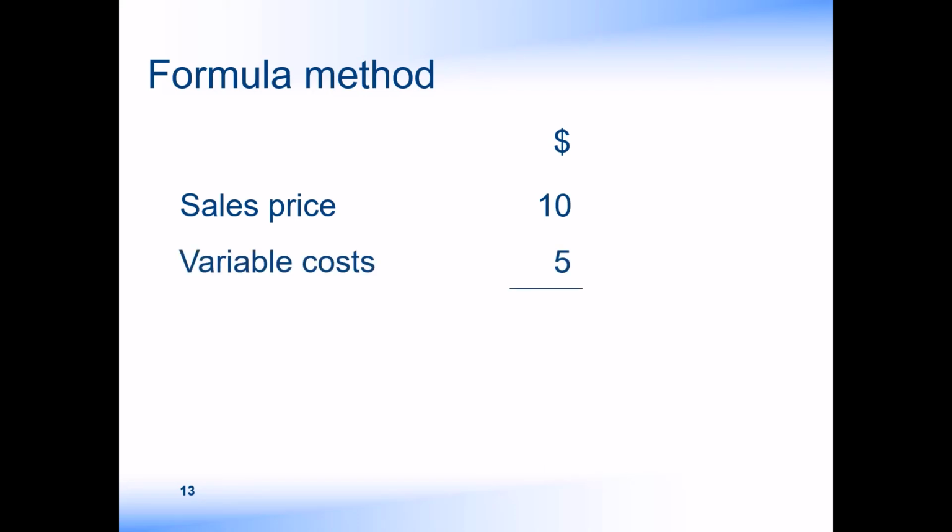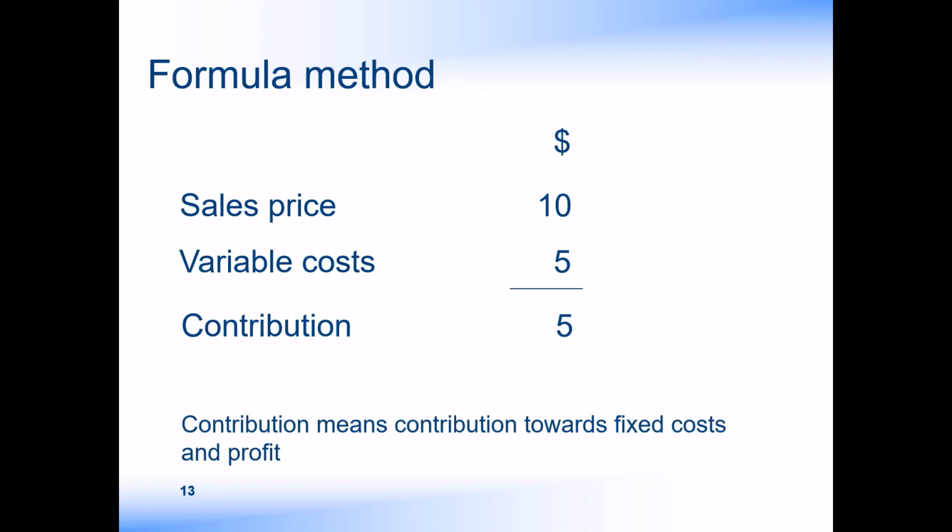Now let's look at the formula method. If the selling price is the same for each product, and let's assume it's $10, and the variable costs are the same for each product, say $5, then each product we sell makes a contribution towards the fixed costs and profit of $5. Thinking of the contribution as the contribution towards fixed costs and profit becomes significant later in this video.